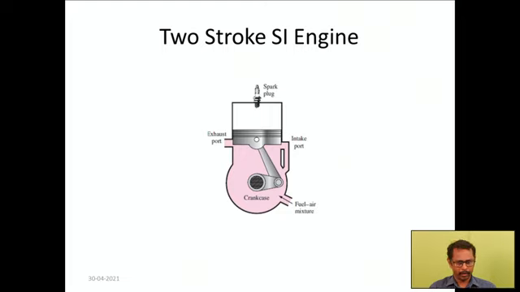In the exhaust port, the exhaust gases will be sent to the atmosphere. In the intake port, the air fuel mixture will be supplied into the combustion chamber. And when the piston moves from top dead center to the bottom dead center, the intake port supplies air fuel mixture to the top of the piston. So this is called the downward stroke. When the piston moves in the upward stroke, the compression and power stroke will be happening. So this is the two strokes. So in two strokes, one power stroke will be obtained.